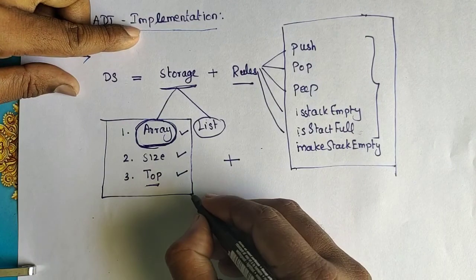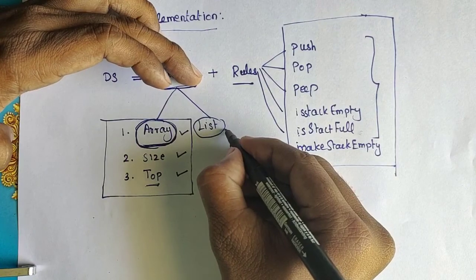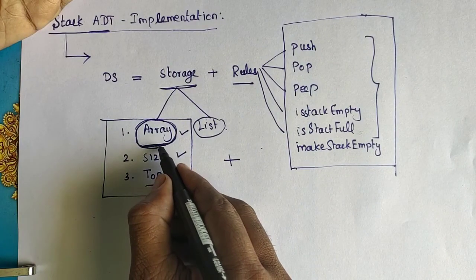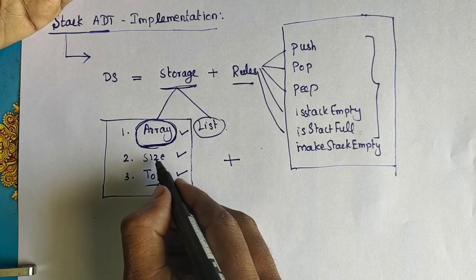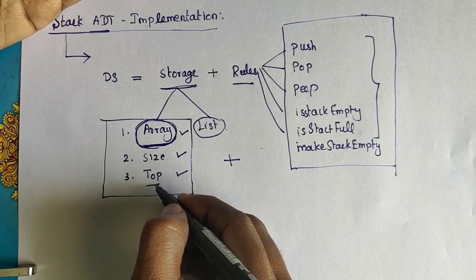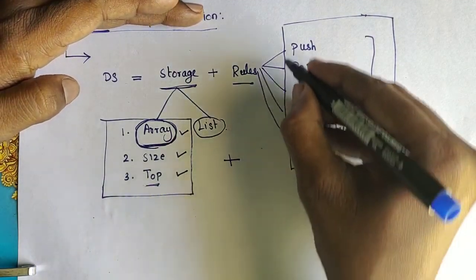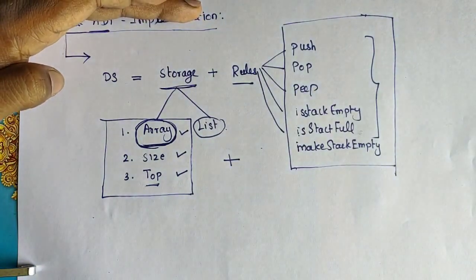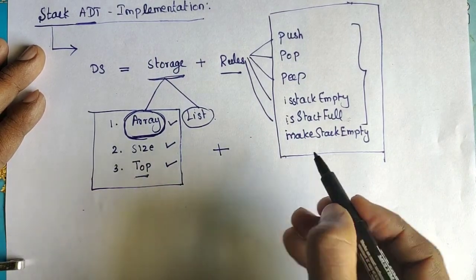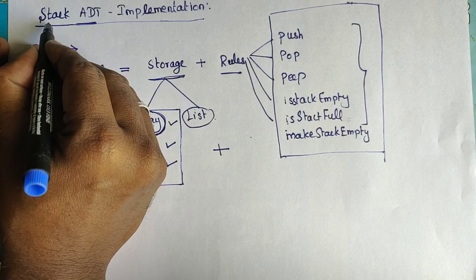So the storage I have chosen is array, size, and then top. We are not considering the list. We are going to consider the array, that is the implementation of stack using array. Size is going to store the maximum number of elements to be stored in the stack, and the top is nothing but to maintain the index of the recently inserted elements, and I need to implement this functionality. Correct? We have decided the storage and the functions to be added to complete the stack data structure.